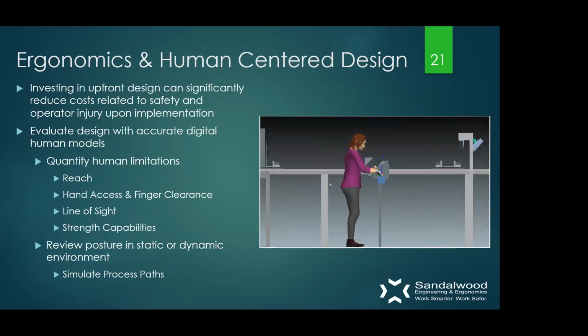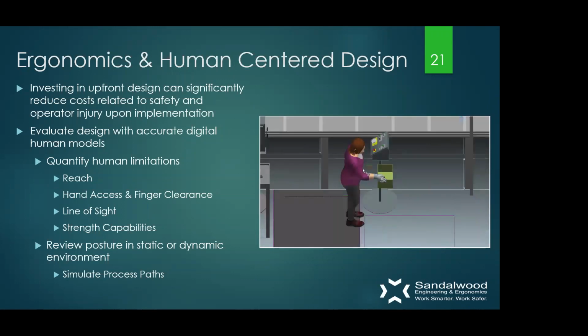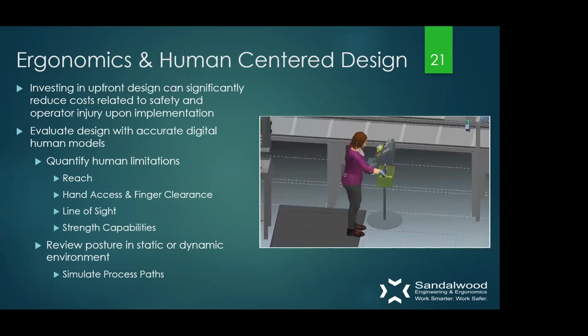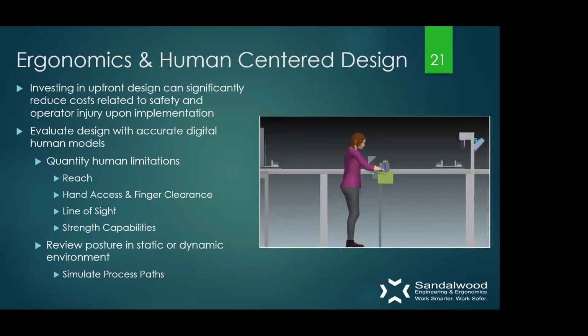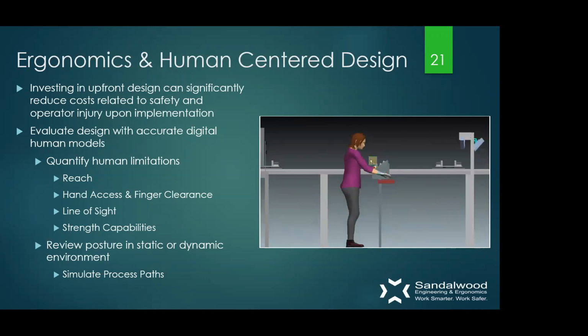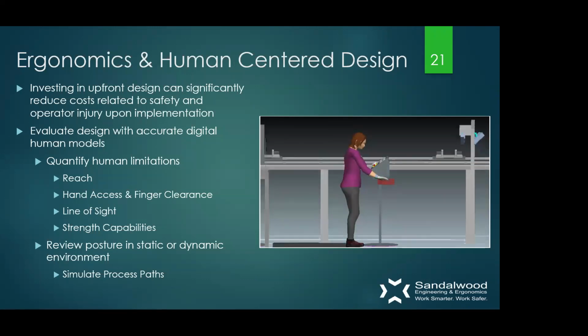So with that, we're able to quantify a good amount of human limitations. The big ones that we typically are going to be assessing are reach, hand access, finger clearance, ensuring that we're able to get into where we need to get into for a manufacturing process, as well as evaluating line of sight.